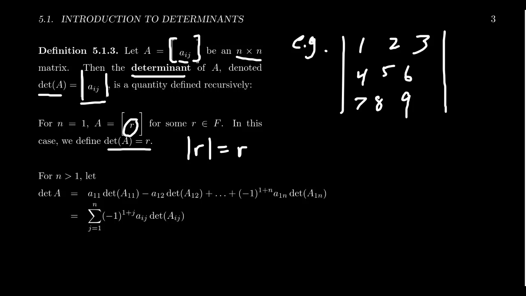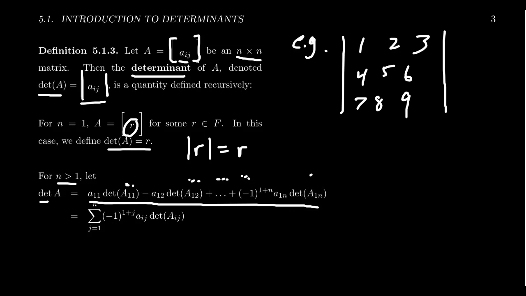Now, for larger matrices, if you have more than 1 by 1, we define the determinant of the matrix as a linear combination of the determinants of the minors. This A11, A12, A1n, these were minors that we defined previously. You're going to compute the determinant of all the minors along the first row. So this would be the 1-1 minor, where you take away the first row, first column. Then you have the 1-2 minor, where you take away the first row, second column. Then the 1-3 minor, the 1-4 minor, all the way down to the 1n minor. That is, you remove the first row, nth column.